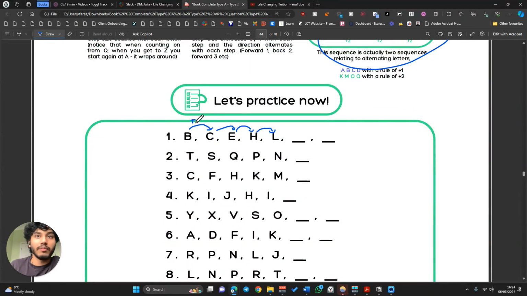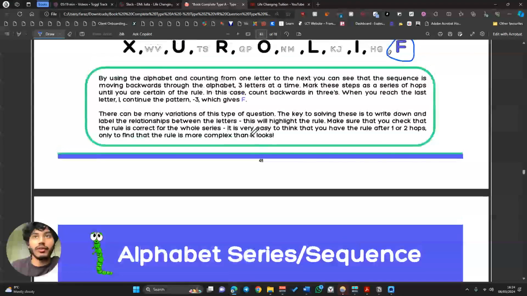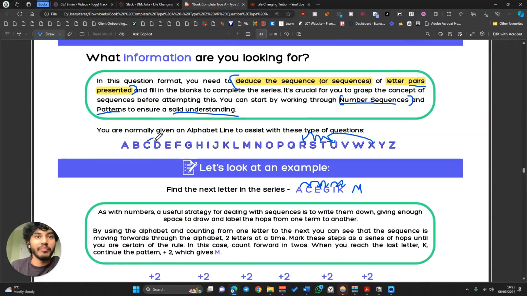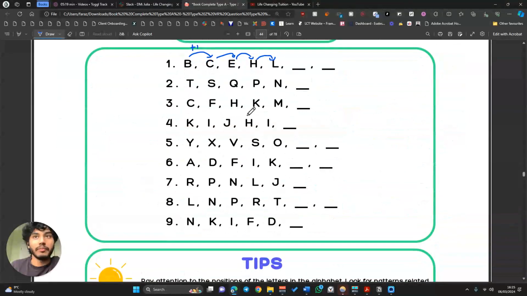So let's go B to C, it's +1. C to E, if we just count up using the alphabet here, 1, 2, that's +2, right? E to H, we can count on our fingers as well, so E, F, G, H, right, that's +3. H to L is going to be I, J, K, L, +4. And now we've got the whole system here.